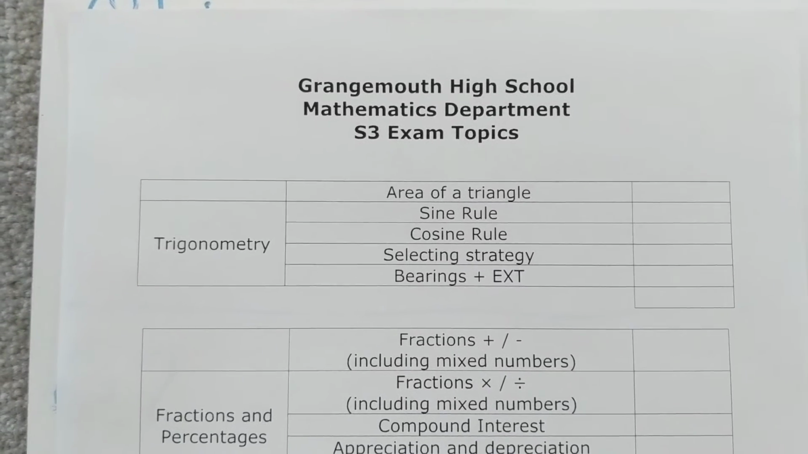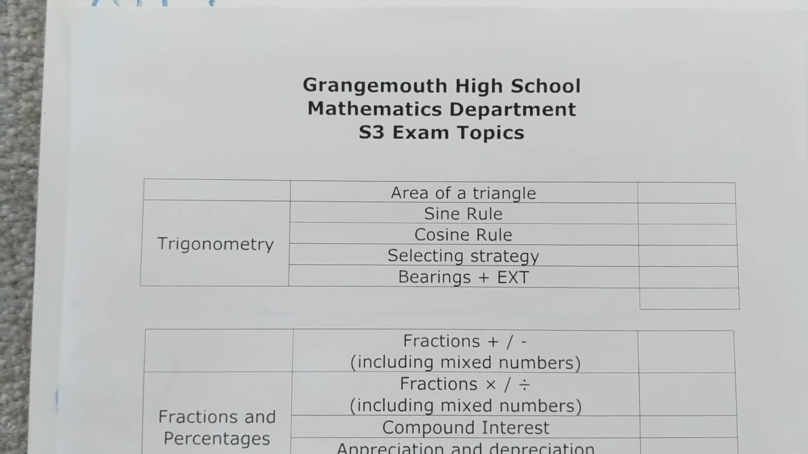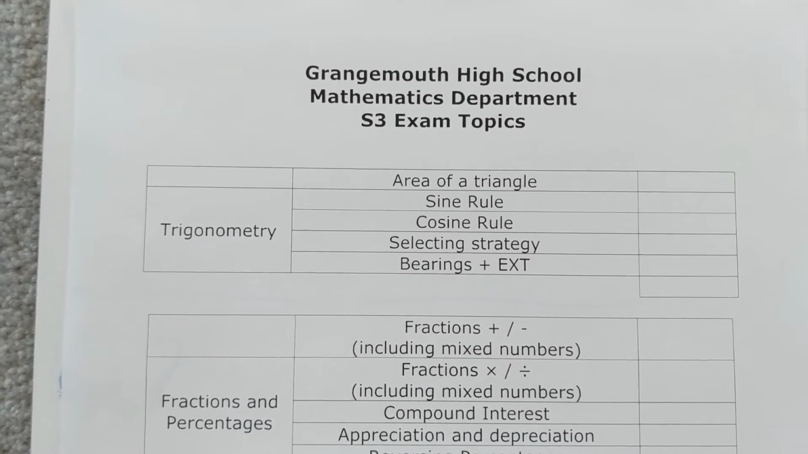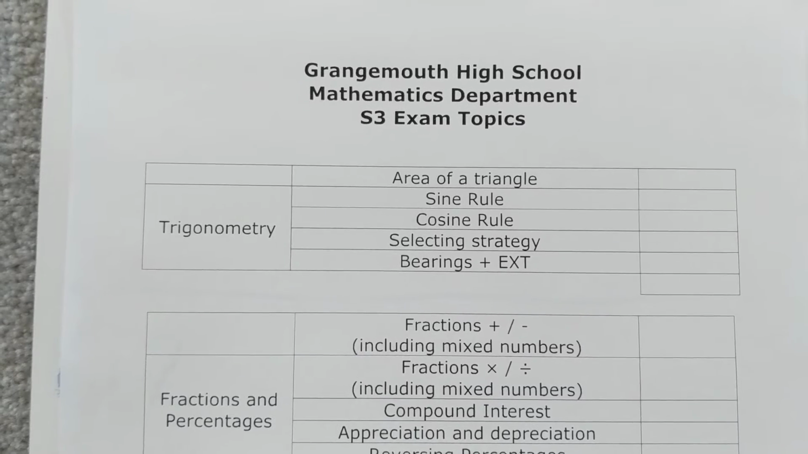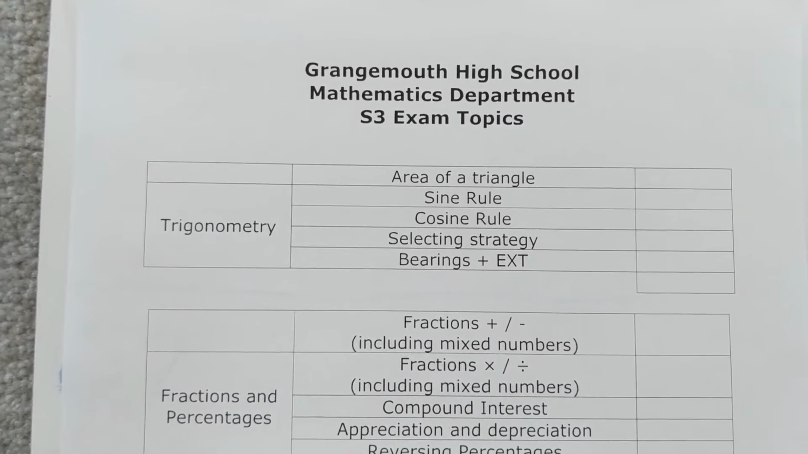If it says area, use the area of a triangle. That's simple. If it's something else, like find an angle or find the side, then you have to see if you've got enough information to use sine rule, or is it cosine? These are two sides that you know round about the angle.